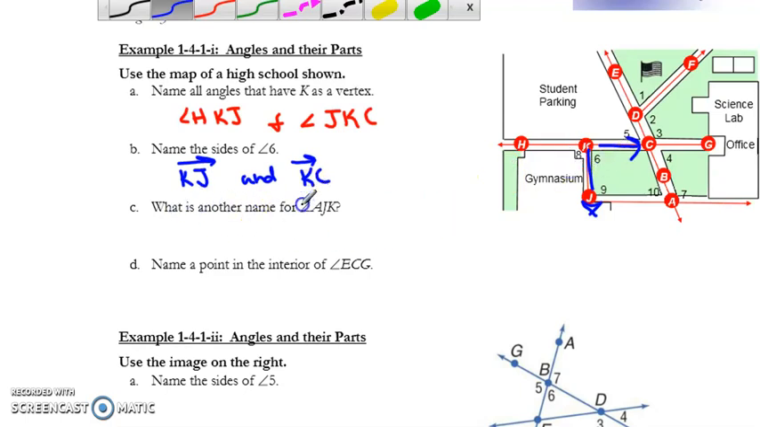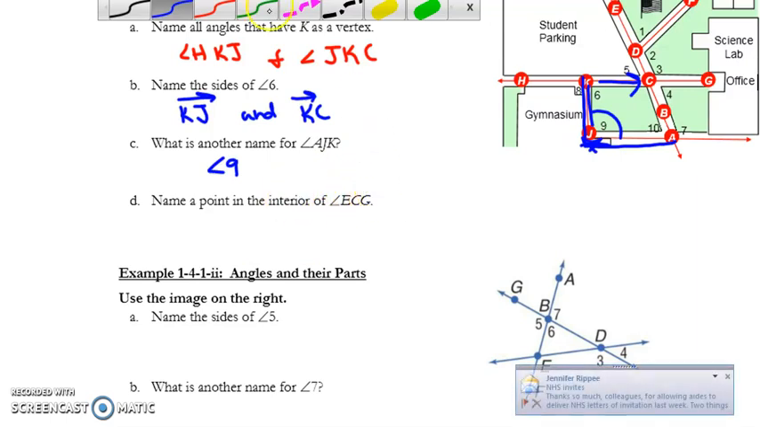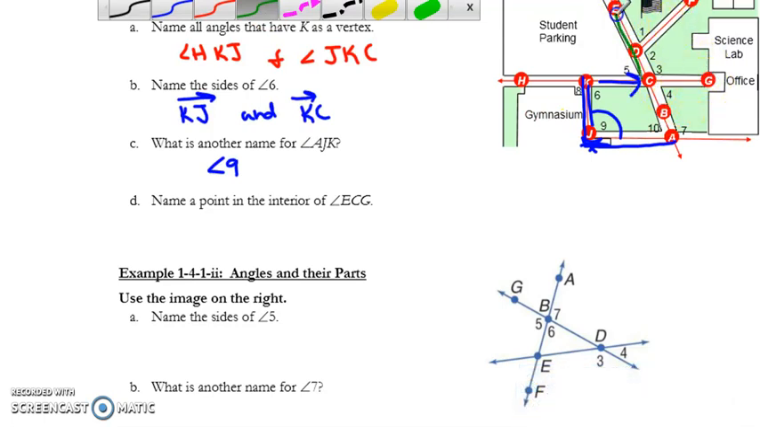All right, what's another name for angle AJK? So let's find AJK. So this angle right here, well, angle 9 would be another name for that angle. Name a point that's in the interior of angle ECG. So name a point. Well, this point is in the interior, and that would be point D. Put the point or say point D.